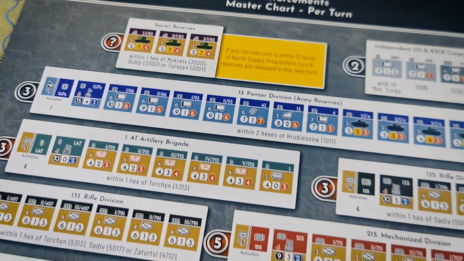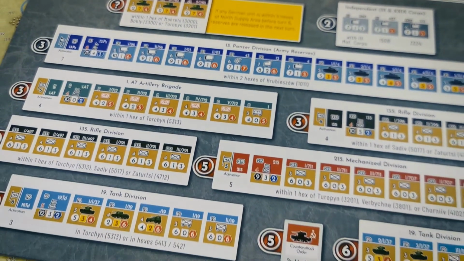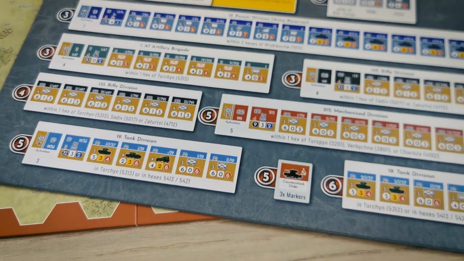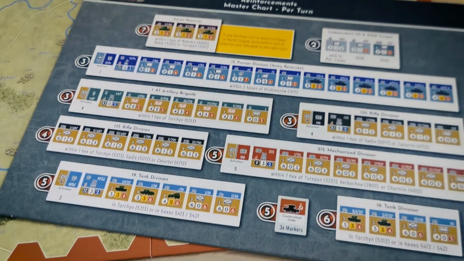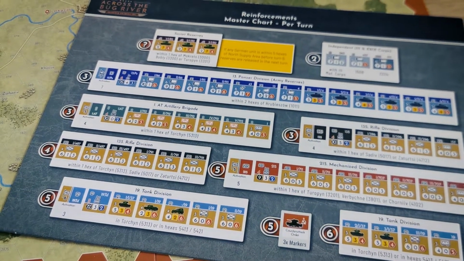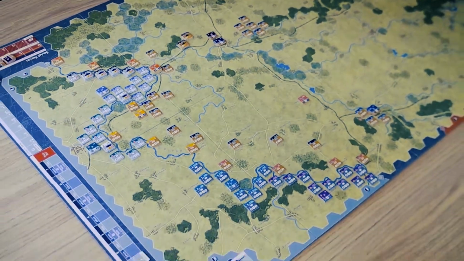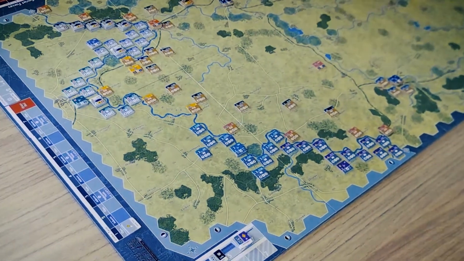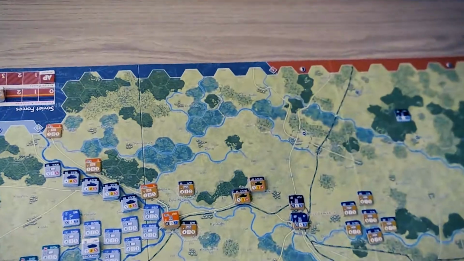Please note here that the Soviets get significantly more reinforcements, so that the Wehrmacht player does not have much time to achieve his goals. Speed is of the essence here. So, the paperwork is done, and now we can lead our troops into the field and begin the operations phase.